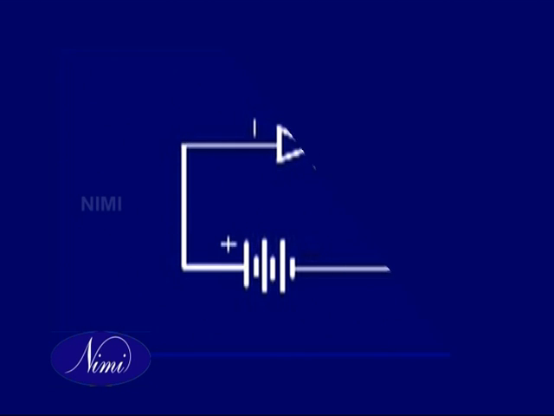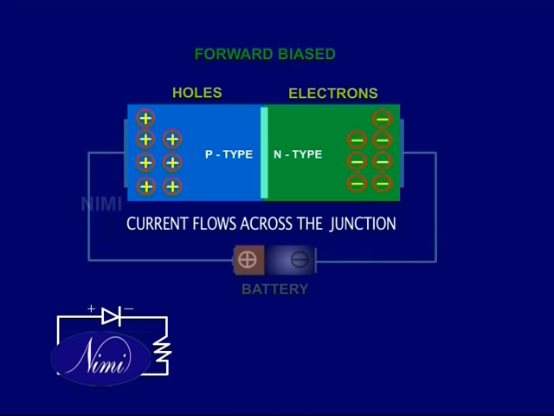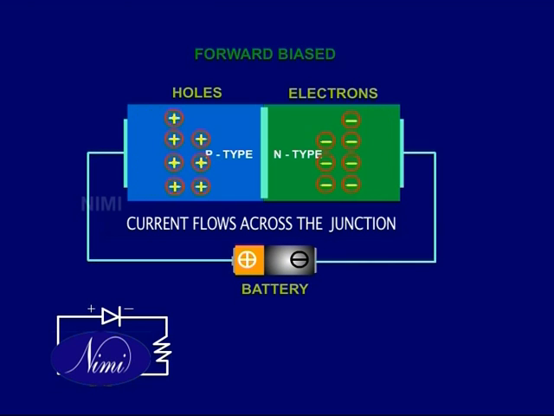The positive terminal is connected to the P side and the negative terminal of the DC supply is connected to the N side of the junction. The positive terminal of the battery attracts electrons from P material, leaving an excess of holes. Because electrons are drifting away from the junction, the excess holes tend to accumulate near the junction.